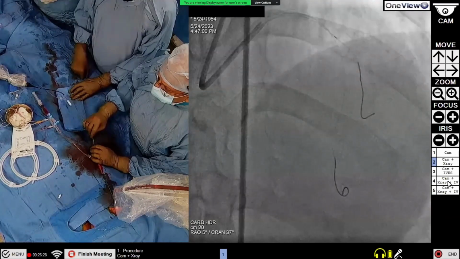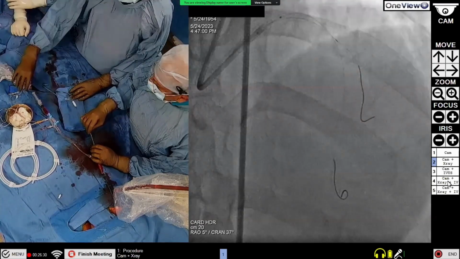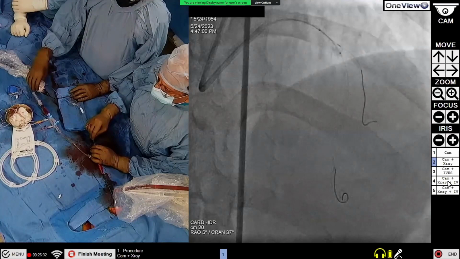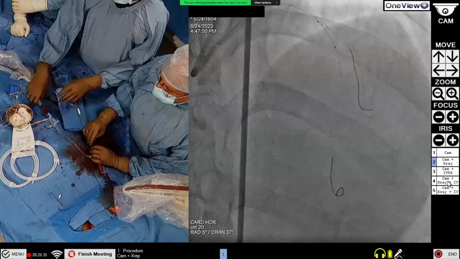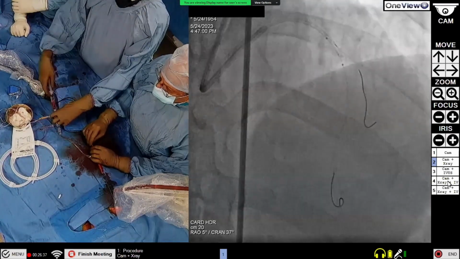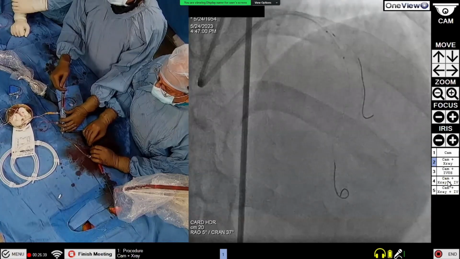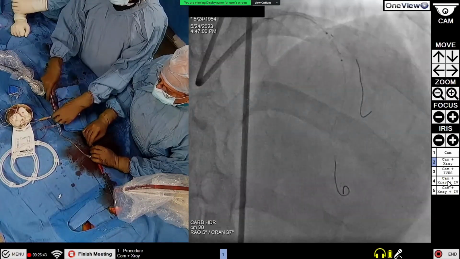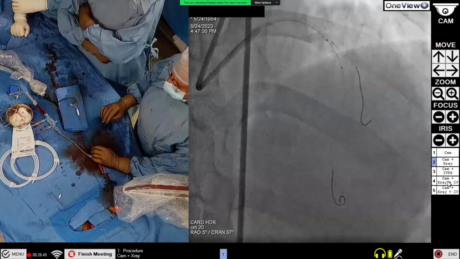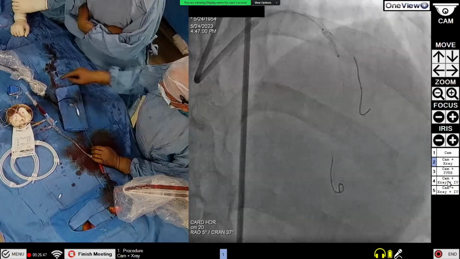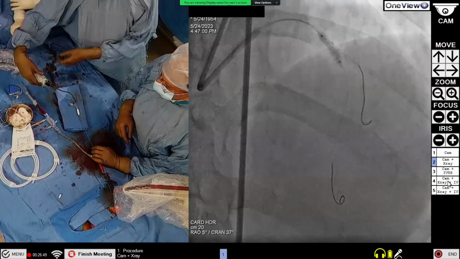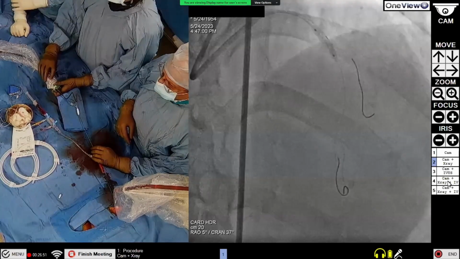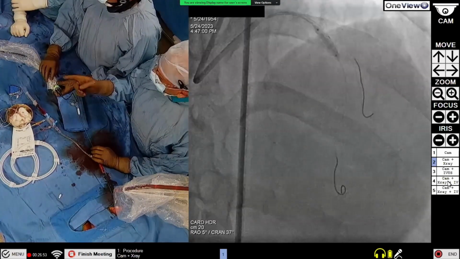Okay, bring it far ahead. Yeah, very easily crossed. The crossability is really good for this balloon. This is the new one, right? Yeah, this is fine. Okay, go up. 4.